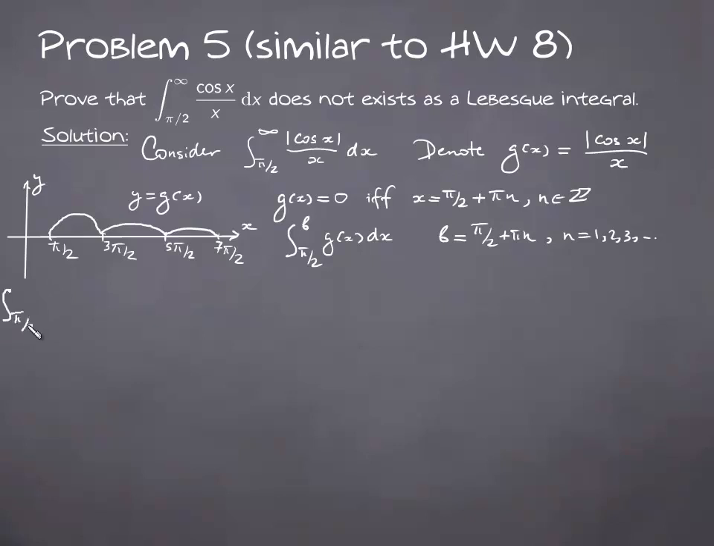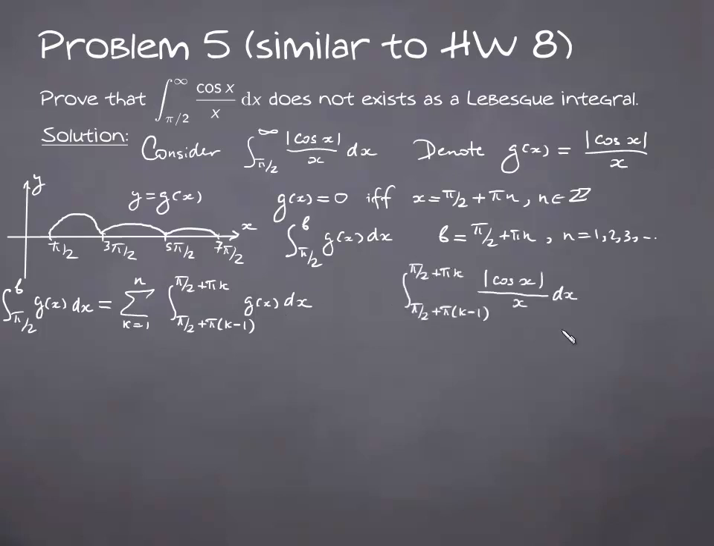Now this integral can be expressed as a sum of integrals over the joint subintervals. So k changes from 1 to n, and we integrate over the interval from pi over 2 plus pi times k minus 1 to pi over 2 plus pi k of g of x dx. Let's analyze each of these integrals. Clearly the integrand can be approximated below by a ratio of the cosine function and a constant. We just replace x by the maximum value of x on the integration subinterval.